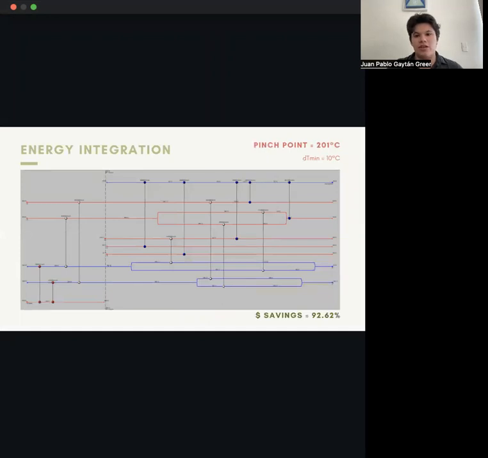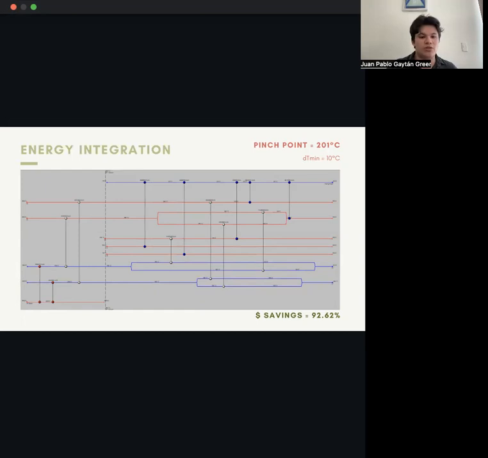Here, as it can be seen, it's the energy integration section. The first step that was taken into consideration for this final submission was the possibility of making an energy integration with 7 of the current heat exchangers present on the process, with the goal of reducing the annual usage of utilities, decreasing the annual utility cost. After doing the stream analysis, it was determined that the pinch point, as it's shown in the presentation, is located at 201 degrees Celsius with a minimum temperature difference of 10 degrees Celsius.